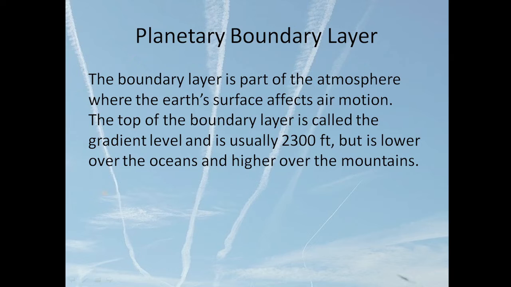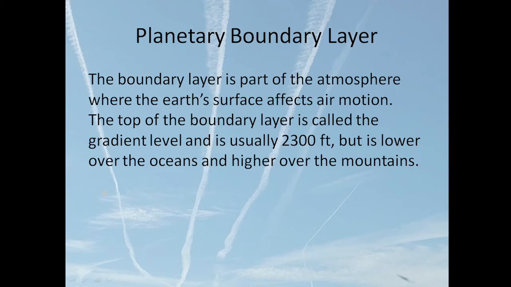So the planetary boundary layer. The boundary layer is the part of the atmosphere where the Earth's surface affects air motion. So we talked about that: friction. The top of the boundary layer is called the gradient level. That's usually about 2,300 feet. And it's lower over the oceans, because you have less friction over the water, and higher over the mountains because you have a higher level of friction.